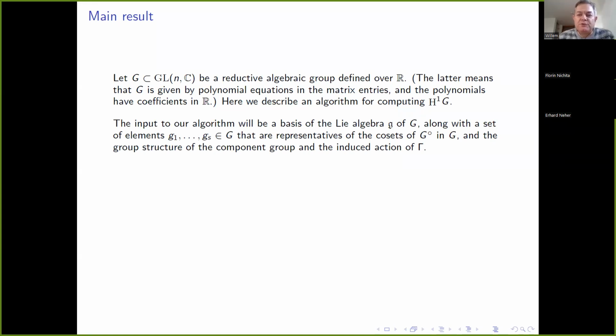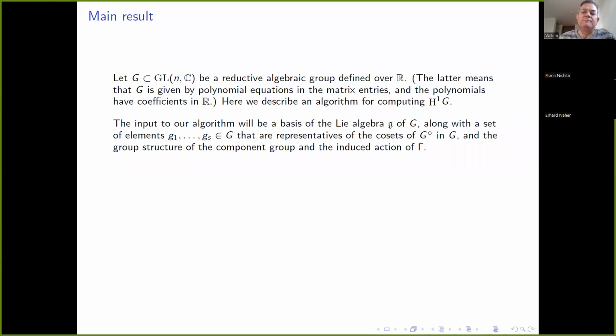And what is the input? This is, of course, a series of seminars on non-associative algebras, and so far I've only been talking about groups. Associative algebras come in as the Lie algebra of this group G. So as input to our algorithm, we assume we have a basis of the Lie algebra of G, and this basis is given by n times n matrices. Okay, so that's the basis.